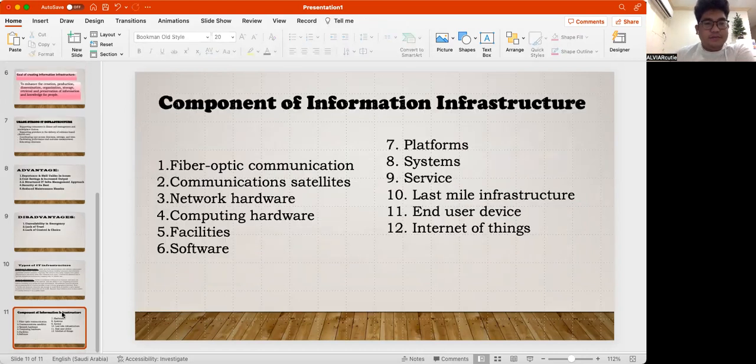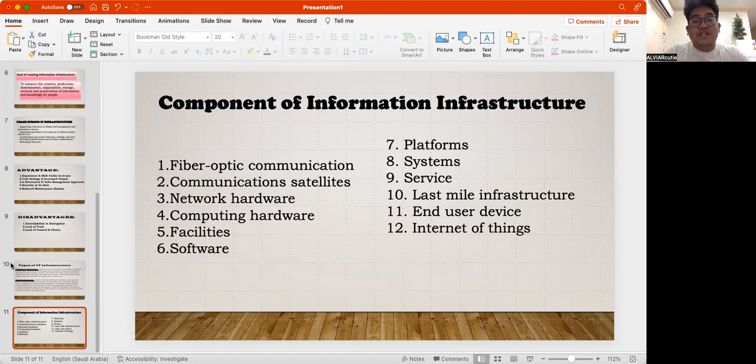So next, we have the components of information infrastructure. So number one, we have the fiber optic communication. Pag sinabi natin fiber optic communication, it is the basic communication cables that connect cities, regions, and including submarine cables. So, ito yung mga kable. For example, very din naman dyan, fiber optic communication. So, ito yung mga kable natin.